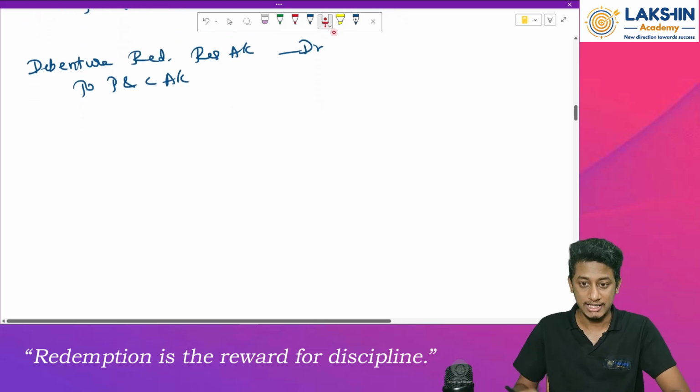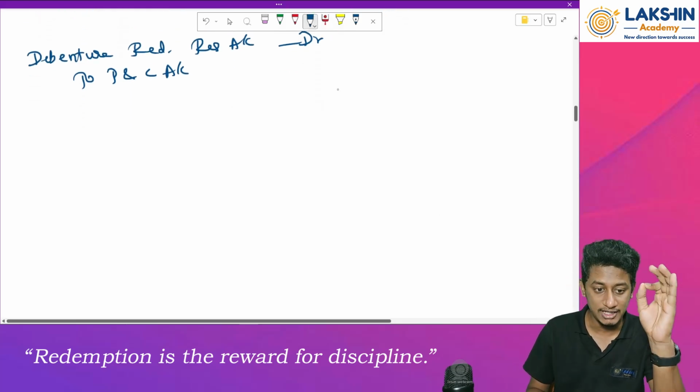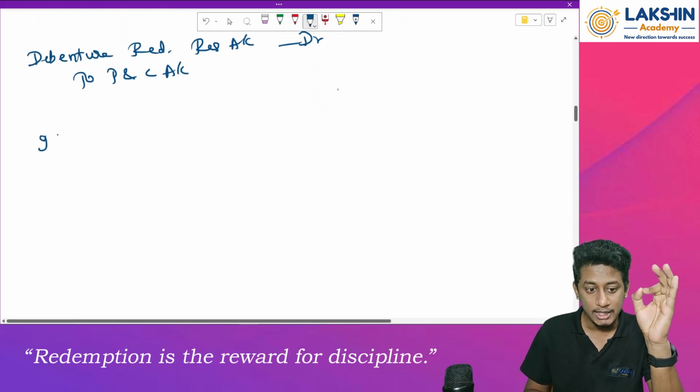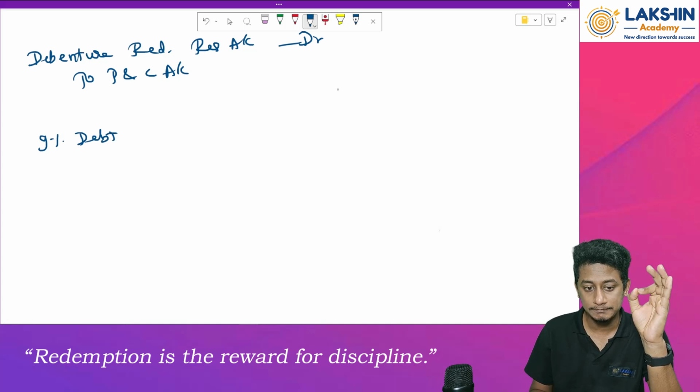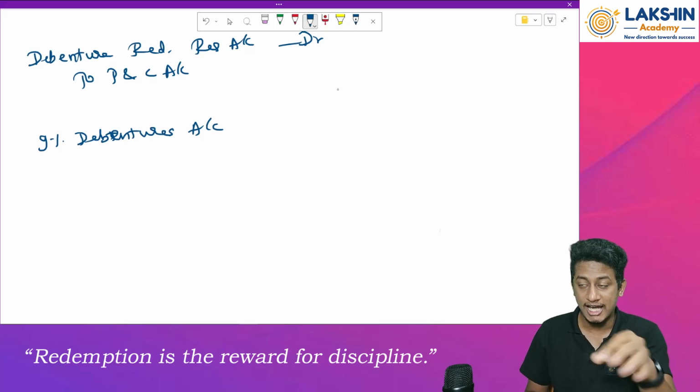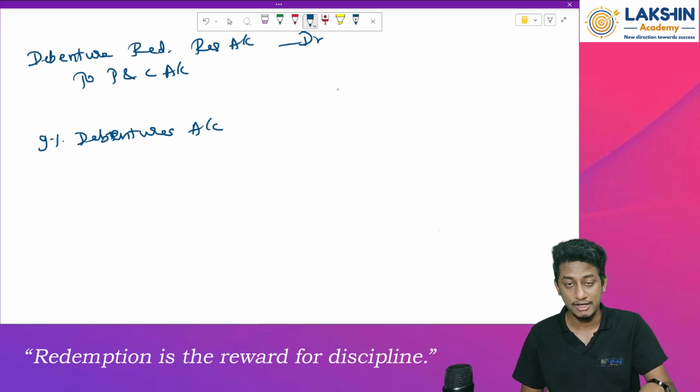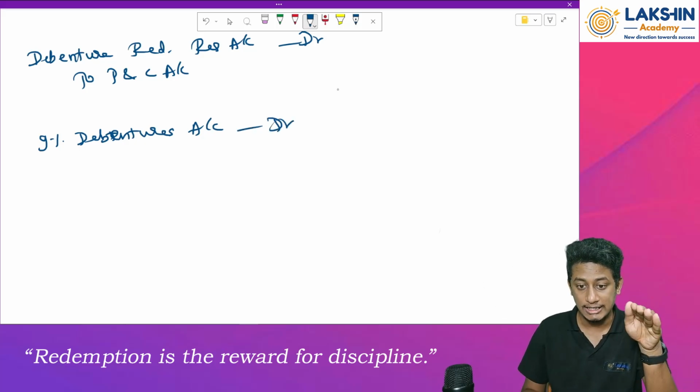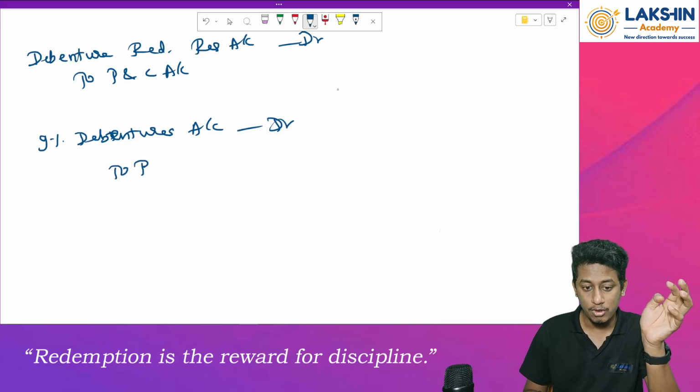Done? Okay. Next. Now the debenture redemption entry. What is the entry? 9% debenture account debited. Why is this account debited? Because debenture was a liability, and whenever I am redeeming it, the value in the books will reduce. When the liability reduces, you will debit the account. Okay. To what? To debenture holders account.